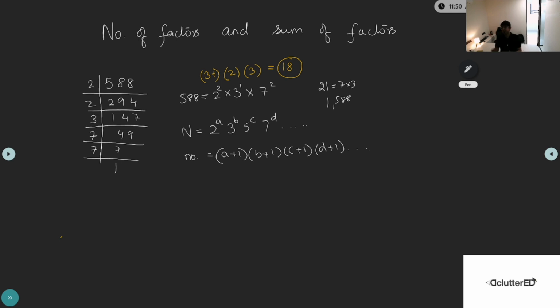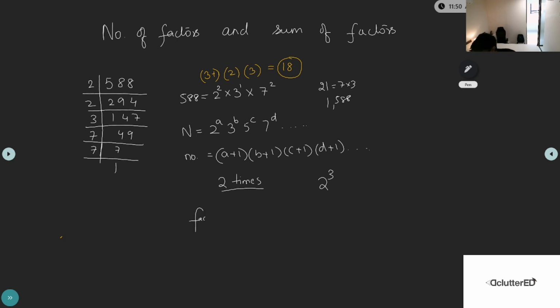How do we arrive at this formula for the number of factors? What is this plus 1 got to do with it? Let's understand that logically so that we never forget. Now, we know that 2 may or may not be a factor of one of the factors of 588. But we can take 2 at best 2 times in any factor because we have a 2 square. 2 cube cannot be a part of any of the factors.